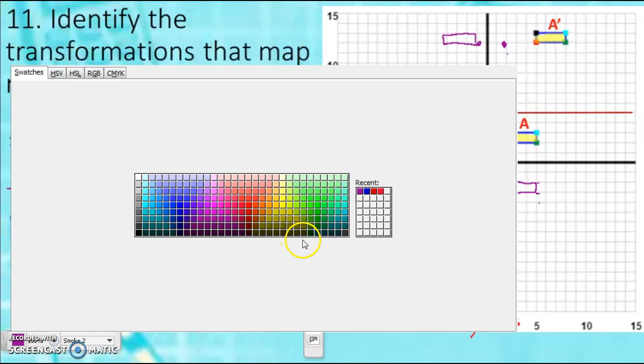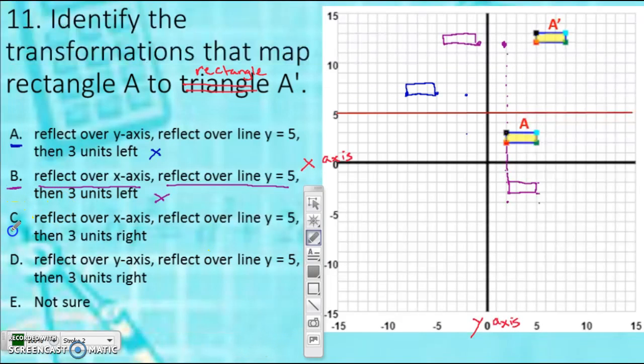All right, so let's take a look at C. I'm going to go with some dark green. C says reflect over the x-axis. Well, we know that's this guy here. Reflect over the line y equals 5. We know that's going to put a point there. And then 3 units right, 1, 2, 3. Hey, what do you know? I believe that that is going to be the correct answer. So I'm going to put a little check mark here.